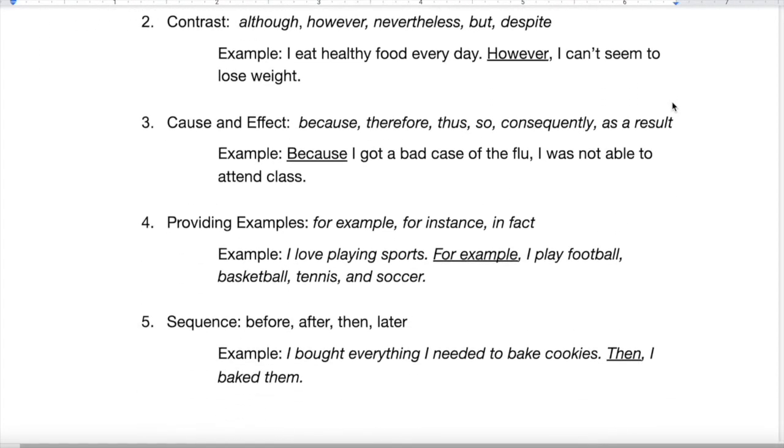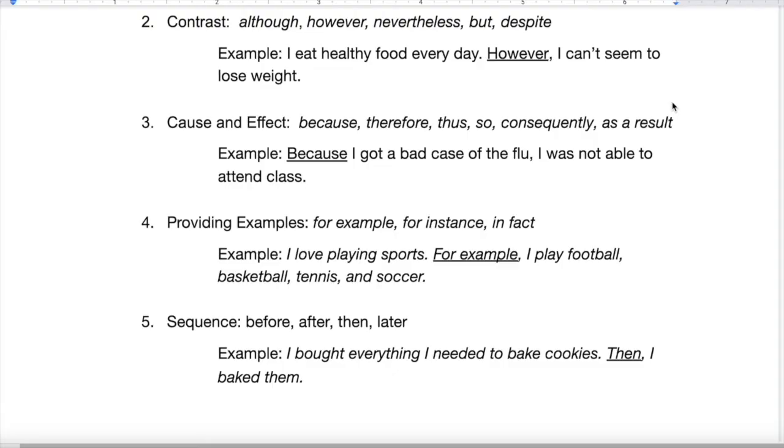Let's look at cause and effect. And by the way, this is one of the more complicated rules. Don't freak out about this. I don't see this tested a lot. I do see it tested, though, so we want to be aware of it. Go ahead and read the cause and effect transition words. Because, therefore, thus, so, consequently, as a result.